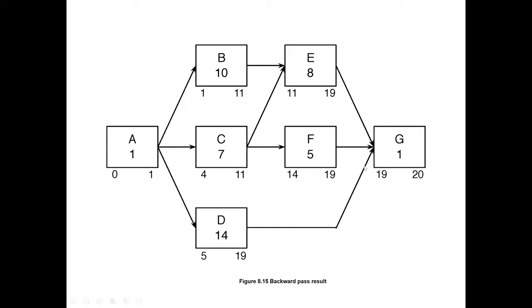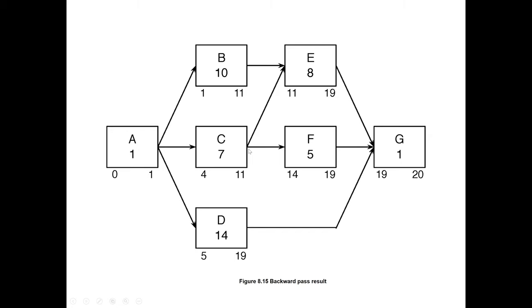Then for D, 19 will come here, minus 14 is 5. When it comes to F, 19 comes here, minus 5 is 14. And for E, 19 will come here, minus 8 is 11. Now for B, there is just one following activity, just this arrow. So this 11 will come here, minus 10 is 1.